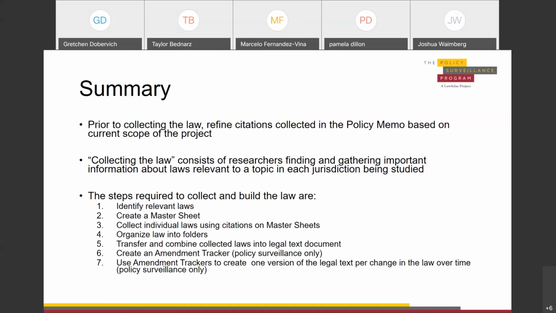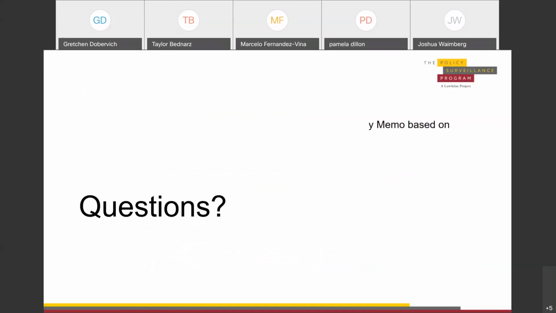In a policy surveillance or longitudinal project, we will also create an amendment tracker, which is then used to create one version of the legal text per change in the law over time. So in a longitudinal project, there's still one master sheet and one amendment tracker for each jurisdiction, but there are multiple legal text documents, each representing one version of the legal text as it existed at each point in time as it's amended through the course of the project's time frame. Hopefully that's all clear to everyone.